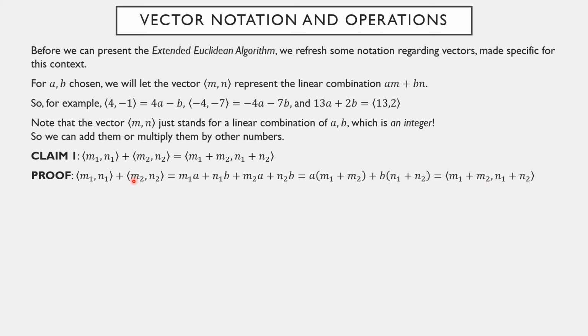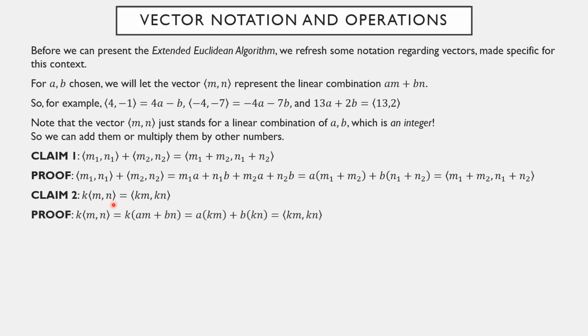And at the end of the day, yep, vectors add exactly like we think. The second claim is that if you have this vector and you want to multiply it by an integer, you simply distribute that integer to every coordinate. It's a straightforward computation. The vector mn simply stands in for am plus bn. Distribute that k and then refactor as follows, and you get a times one number plus b times another. So I can write that as a vector of the first number, comma, the second.